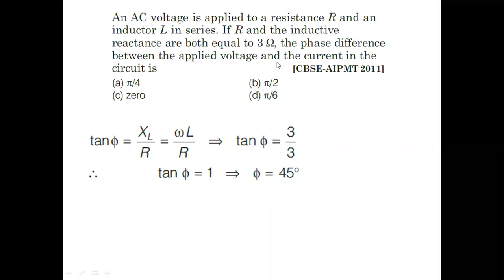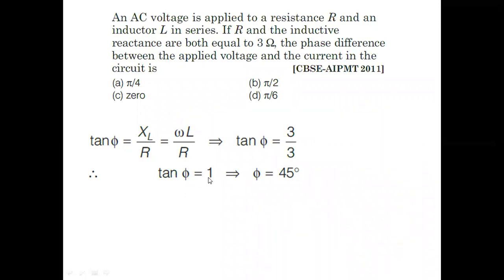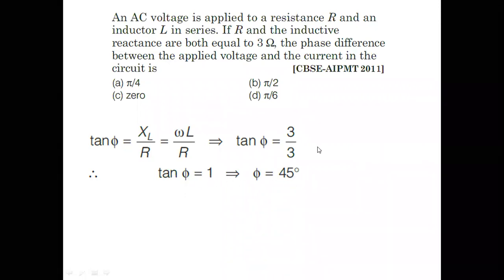They said R and inductive reactance. Inductive reactance means XL. XL equal to 3, omega L equal to 3, R equal to 3. 3 by 3 becomes 1. Tan phi equal to 1. Hence, phi equals tan inverse 1. Tan inverse 1 gives you the phase angle of 45 degrees.